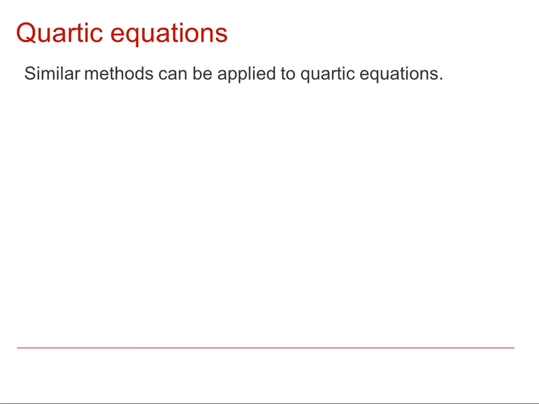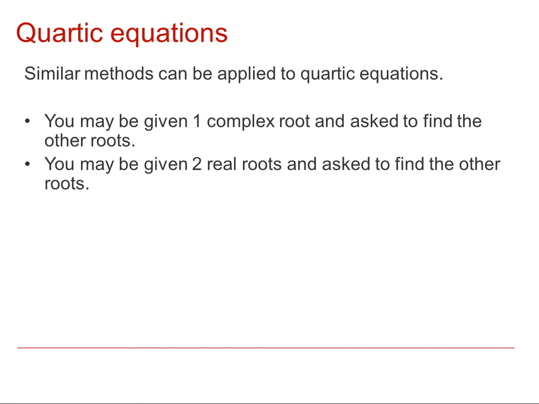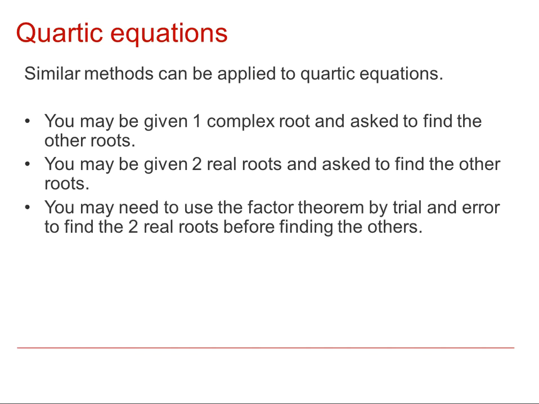So we can use similar methods to those that we looked at for quartics. In a quartic equation you might be given a complex root and asked to find the other roots. So remember, once you've got one complex root, you've immediately got its conjugate as being another root. You might be given two real roots, and that will allow you to form a quadratic which you can then factorize the quartic into two quadratic equations. And you might occasionally need the factor theorem to be able to work out two real roots before you find any others. If you've got no other information, the factor theorem would allow you to find two real roots.